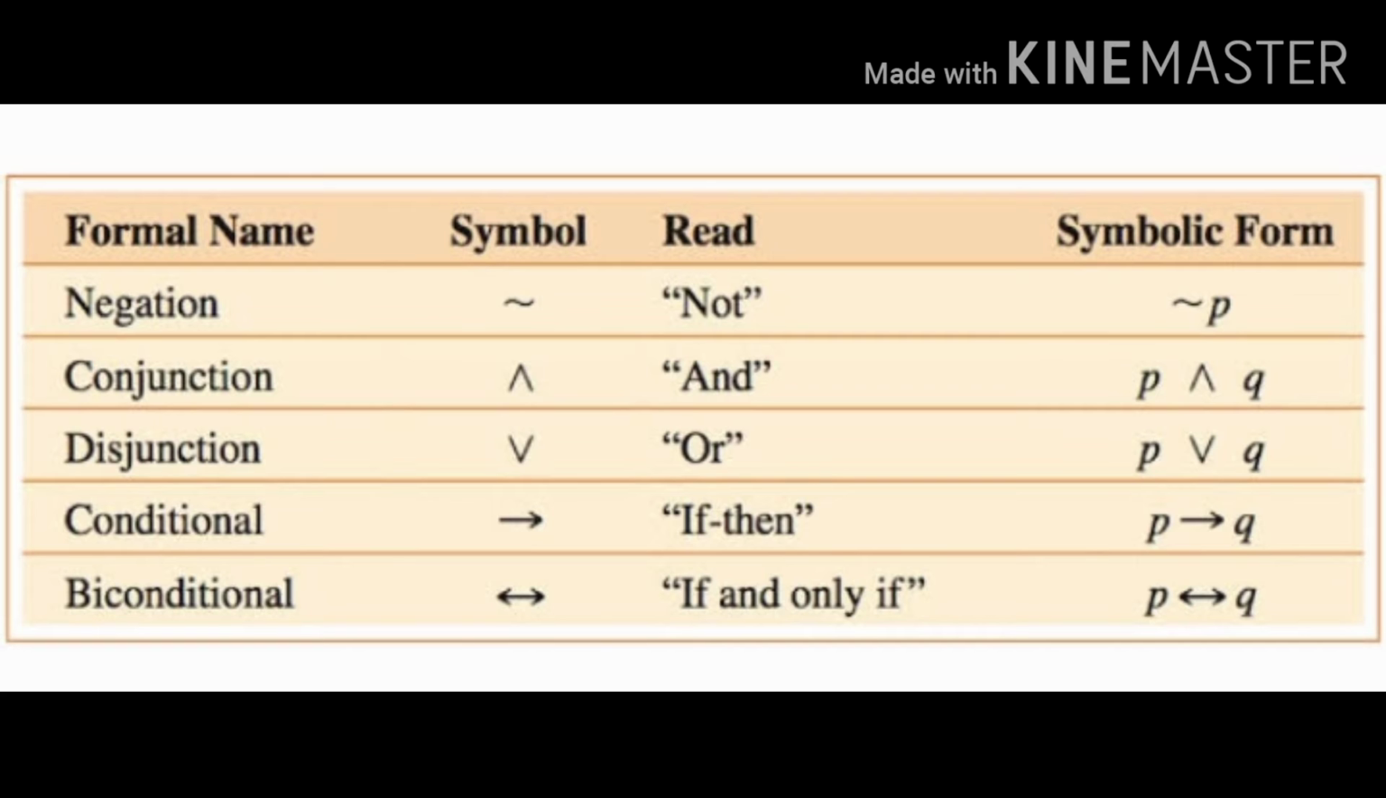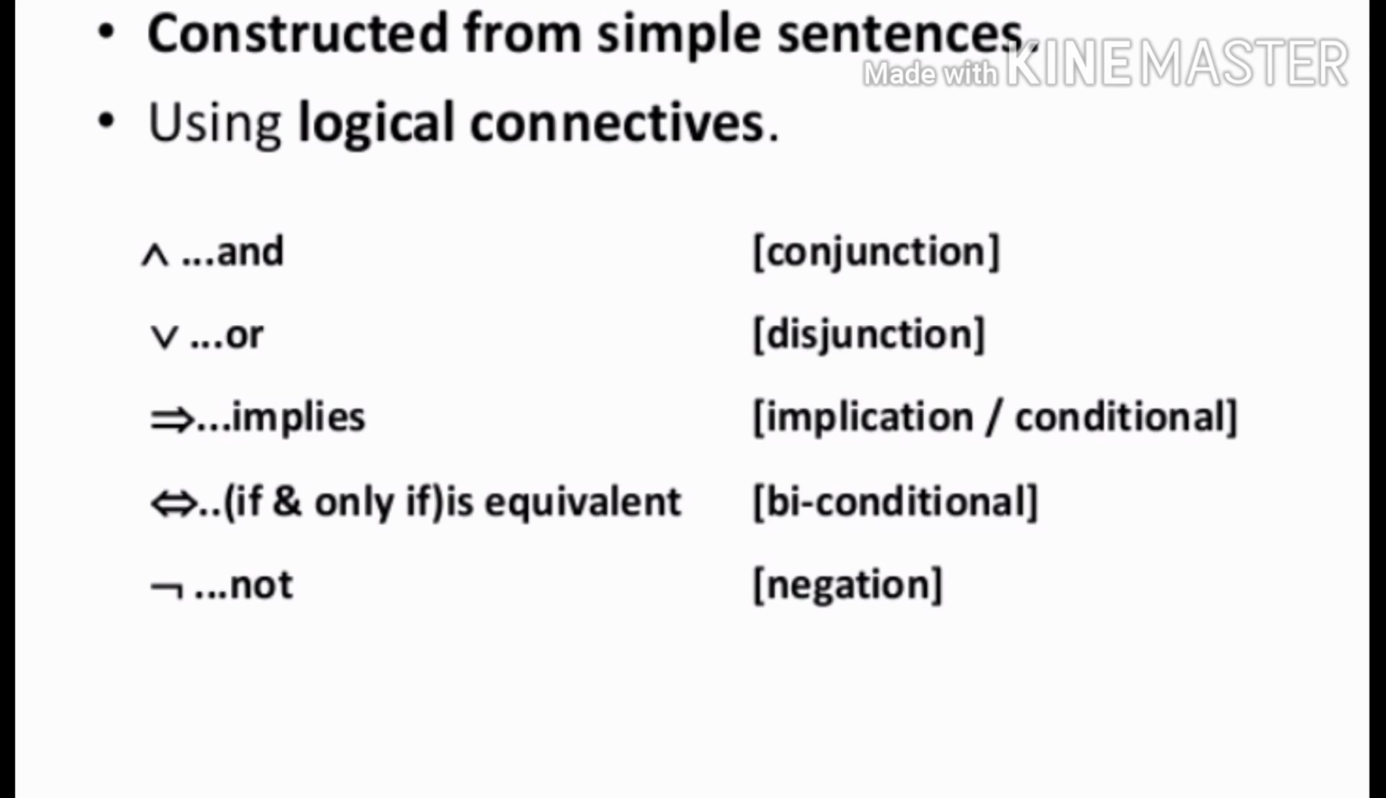If P is true, Q is false, then P and Q is false. If P is false, Q is true, then P and Q becomes false. And if P is false, Q is false, then P and Q becomes false. This is the truth table for conjunction, AND.